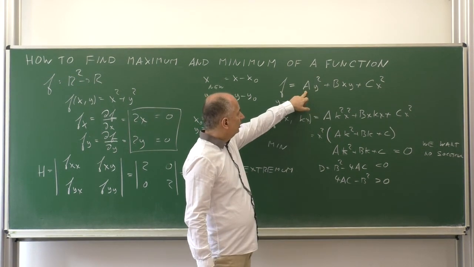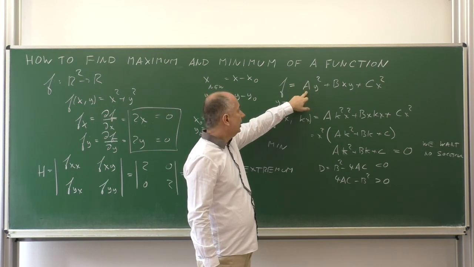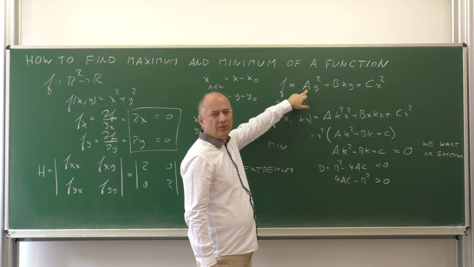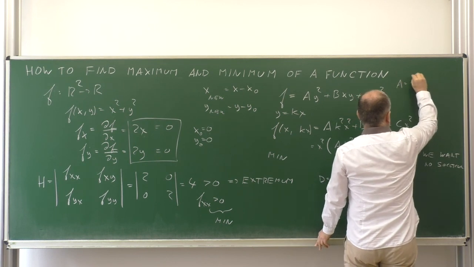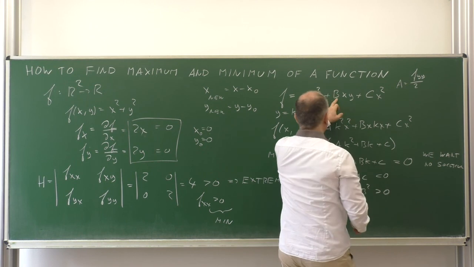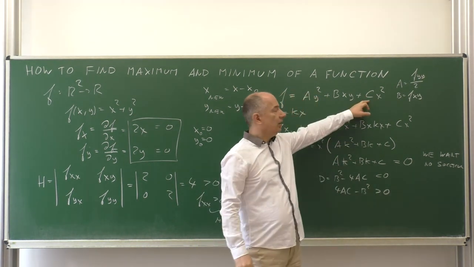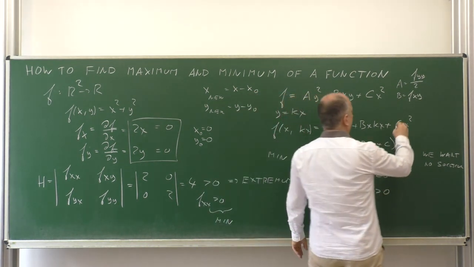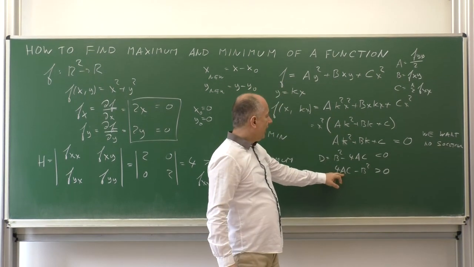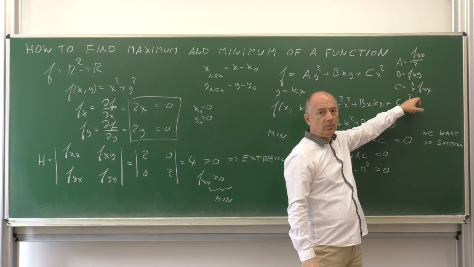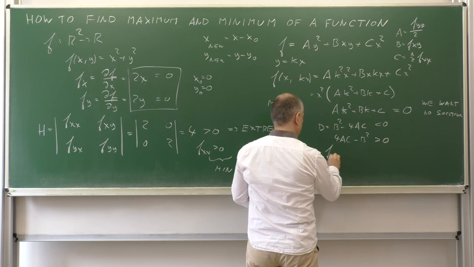But if we go back to our formula for f, this Taylor polynomial, this Taylor approximation, a is 1/2 of the second derivative with respect to y. B is the mixed derivative fxy, and c is 1/2 of the second derivative with respect to x. So ac is 1/4 product of the second order derivatives, times 4 is just the product itself.